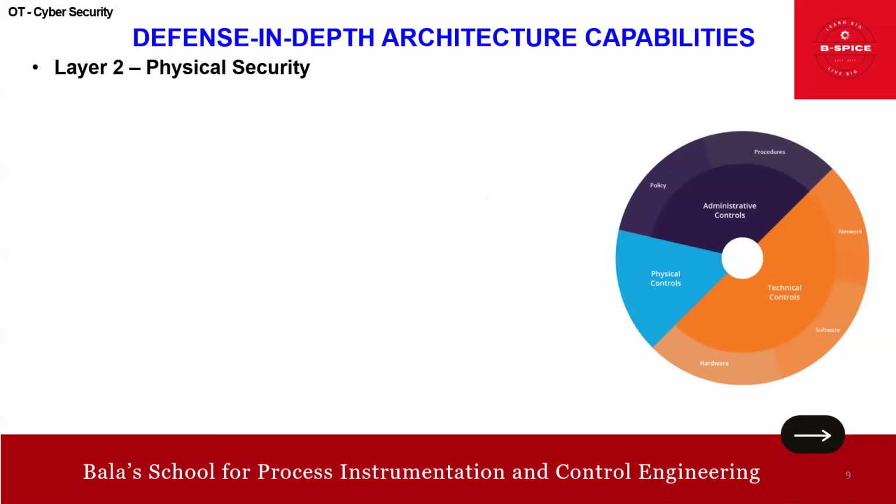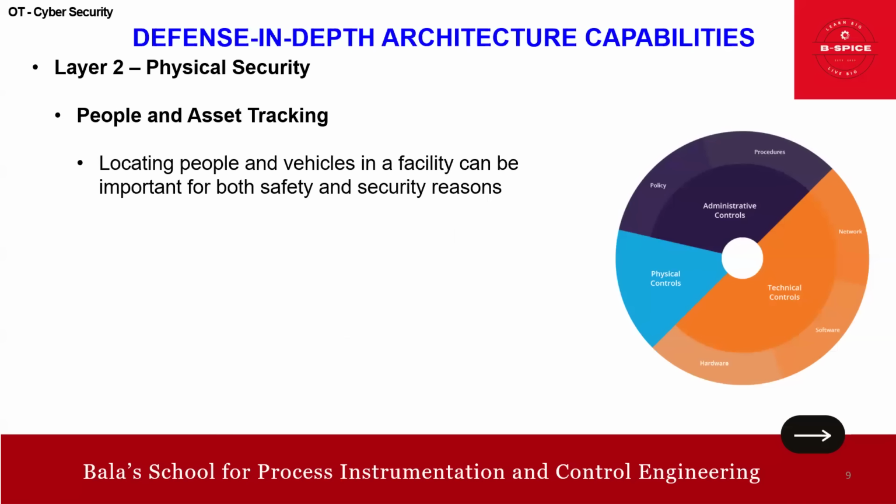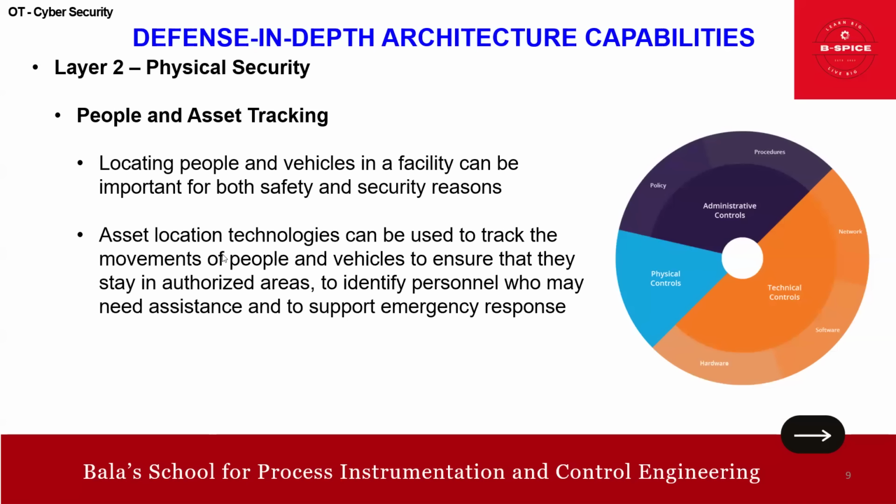Then under layer two again, we have people and asset tracking. Locating people and vehicles in a facility can be important for both safety and security reasons. Asset location technologies can be used to track the movements of people and vehicles to ensure that they stay in an authorized area, to identify personnel who may need assistance, and to support emergency response.